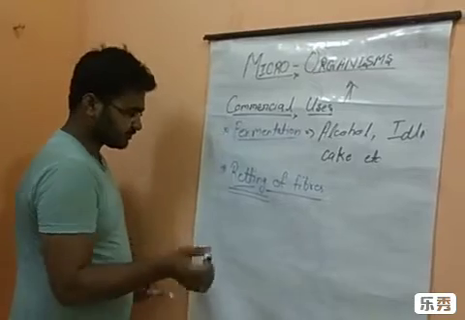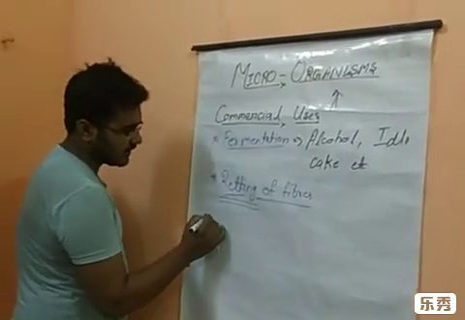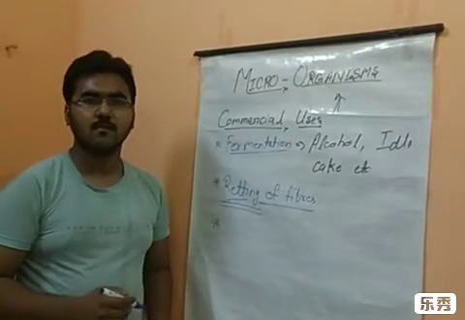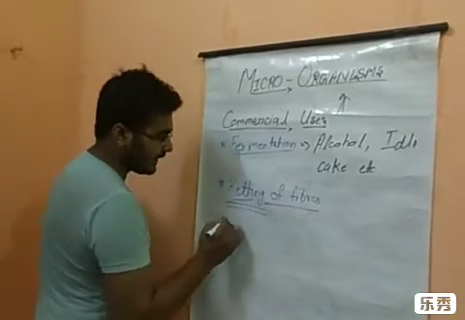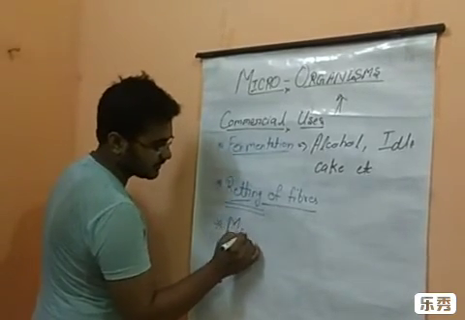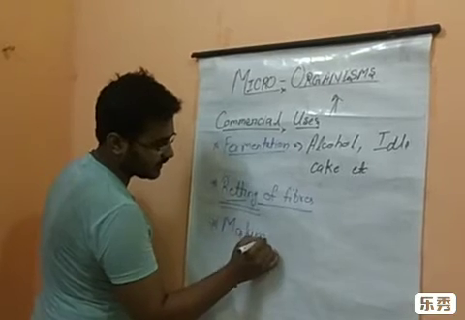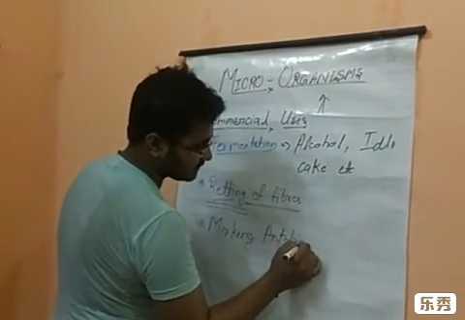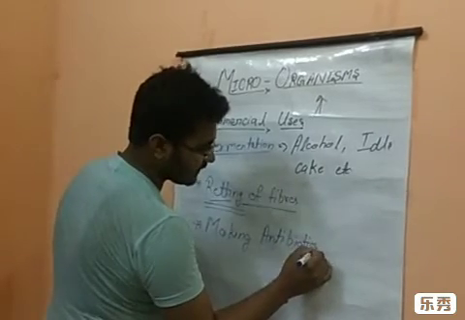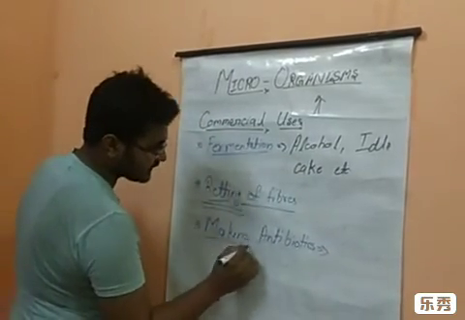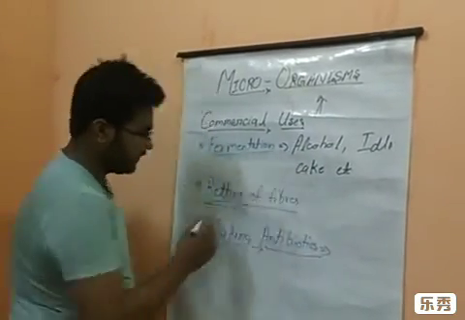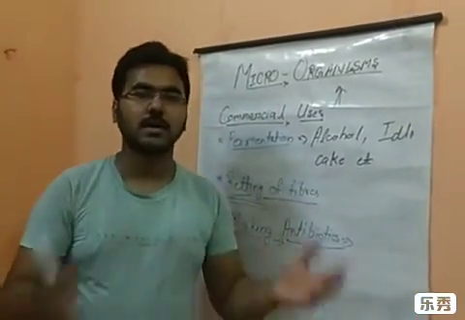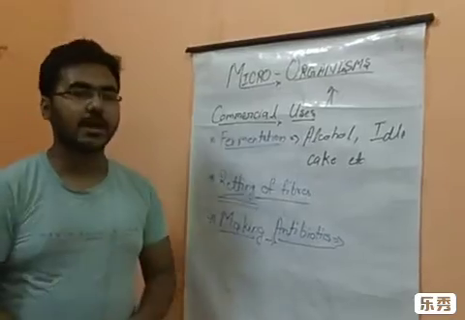Next one after retting of fibers, any guesses? No. Okay, here it will be making antibiotics. We have done retting of fiber, meaning how the fibers are unwound. Now after that, making of antibiotics.